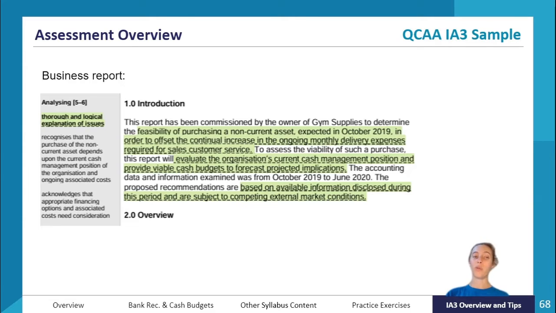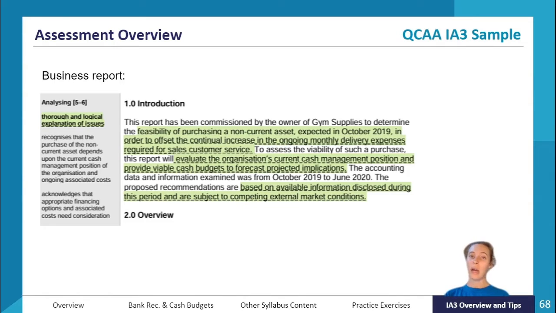And so we want the thorough and logical explanation of issues. So we've got why the business is wanting to do what it's doing. So in order to offset the continual increase in the ongoing monthly delivery expenses required for sales customer service. So some of this is about you actually analyzing, and some of it is really just you picking out what information you need to explain to give the context at the start of your report.